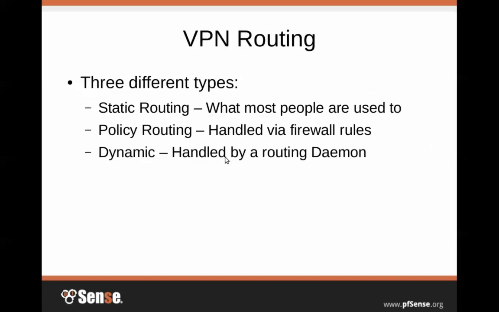Okay, well that covers the different ways that tunnel networks behave, and now we'll talk a little bit about routing and how these things route. There are three primary ways you can route. There's static routing, which is what most people are doing now, where you put the networks in the remote networks, or you push them in there, and it just gets handled that way. There's also policy routing, which is handled in firewall rules. And then there's dynamic routing, where it's handled by a daemon. The most common one is the Quagga package for OSPF.